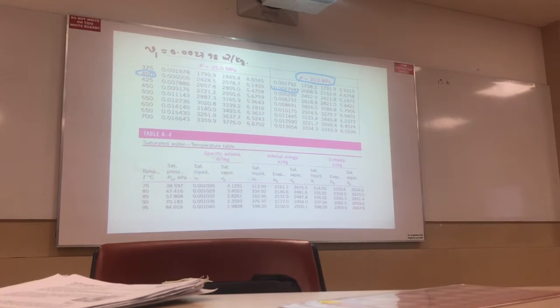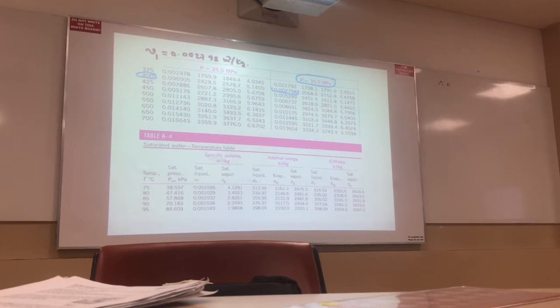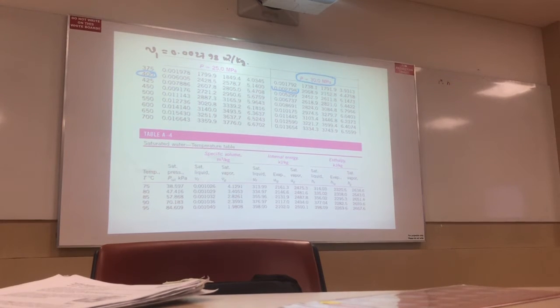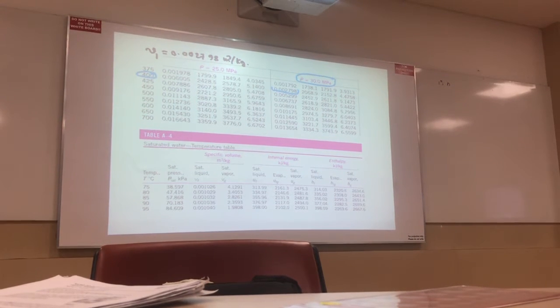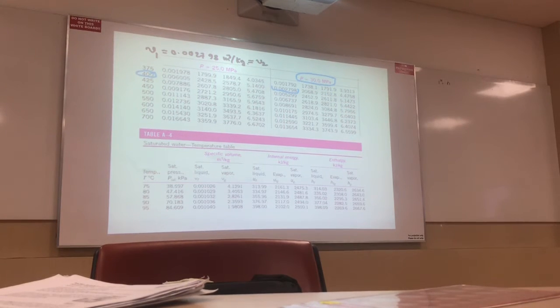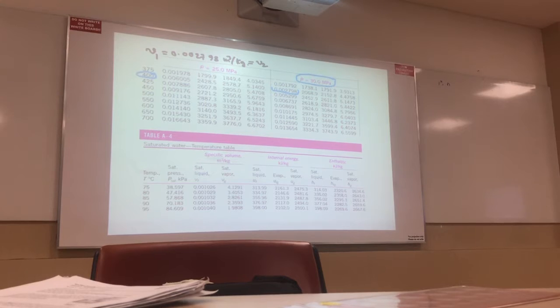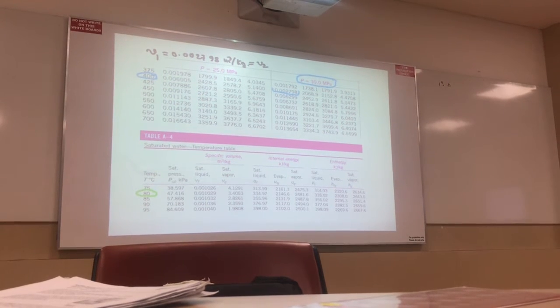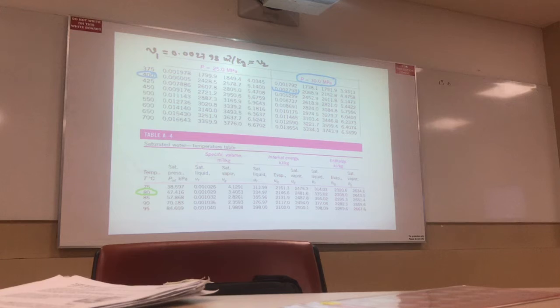Done. Then I need to know what is V2. V2 also same, right? This is equivalent to V2. Then what is the final temperature? Final temperature is 80 degrees Celsius. Am I right? Good. At 80 degrees Celsius, what is the saturation pressure? 47.416. So this is the final pressure.